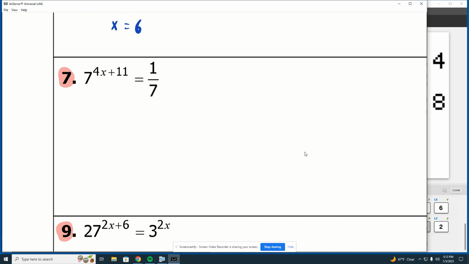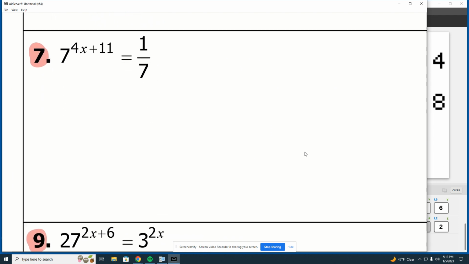Let's keep cruising and see if y'all can do this. This one's a little harder. Now, I know this is 7, and I know this is 1 over 7. And 1 over 7 is technically smaller, but it's also a fraction.